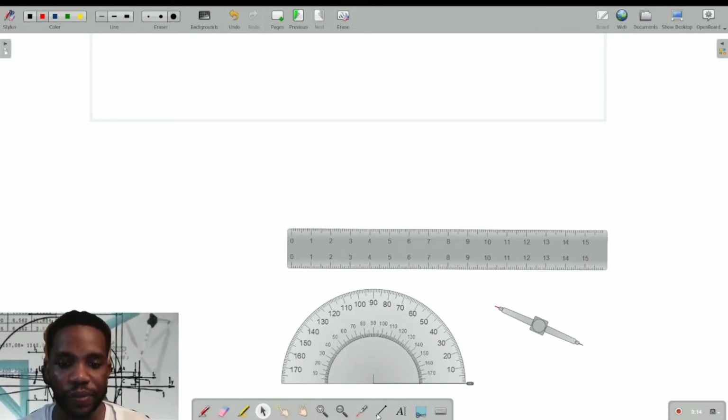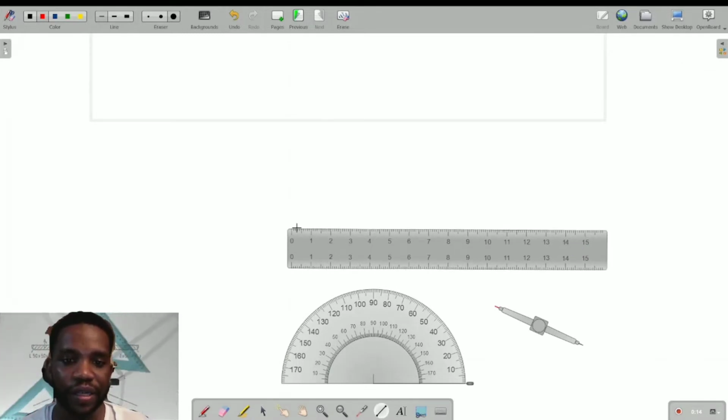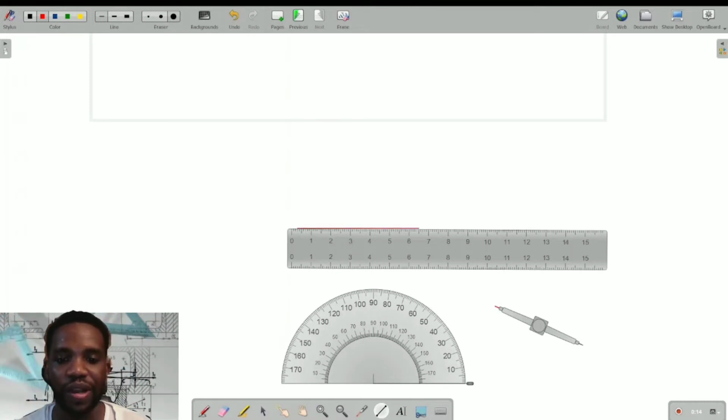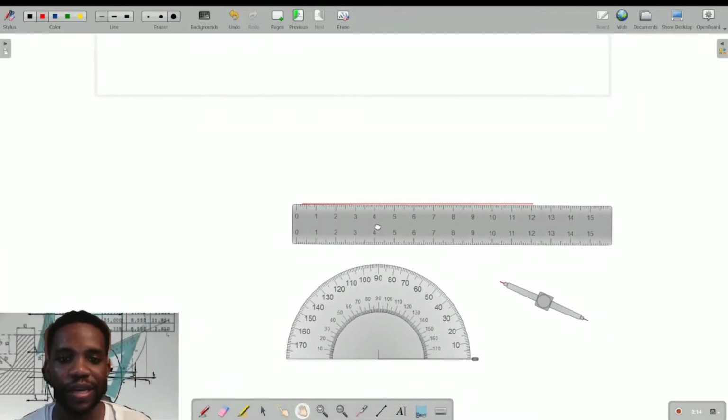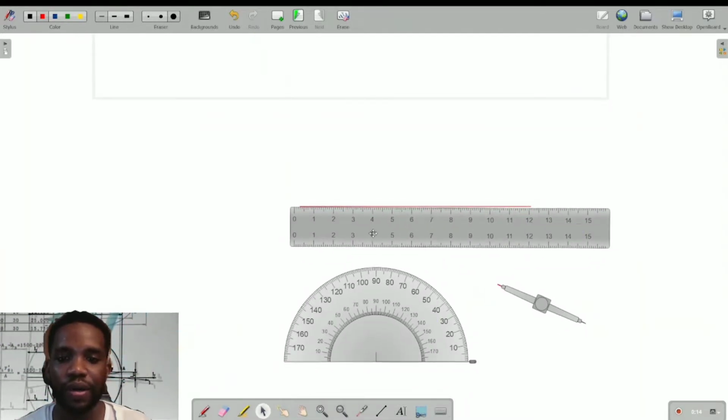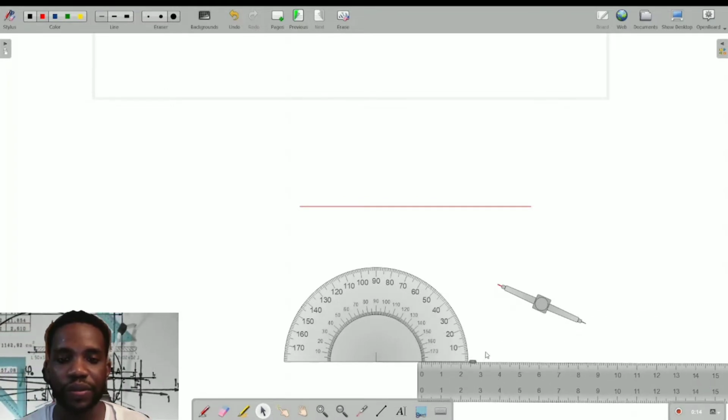Okay, so let's go. I'm going to draw my baseline here. Once again, it doesn't matter how long it is. I'm not going for a particular length as yet because I'm simply doing the basic construction now. Good, so that's my line right there. Okay, so let me remove that now.